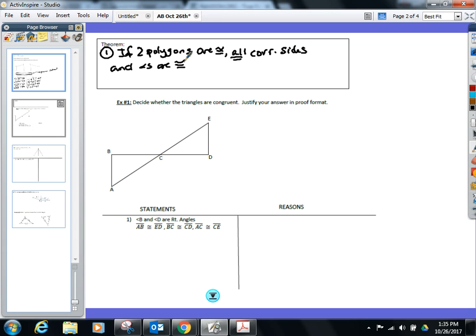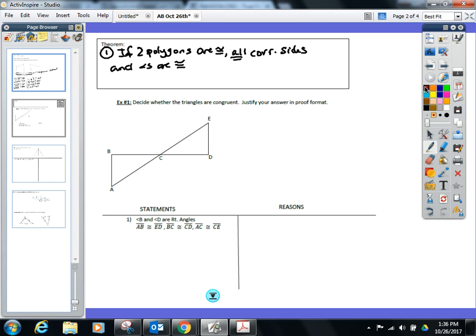That's when two polygons are congruent: if all their sides are congruent and all their angles are congruent. If one's missing, no good. And we're going to refer to this as a shorthand definition of congruent polygons.